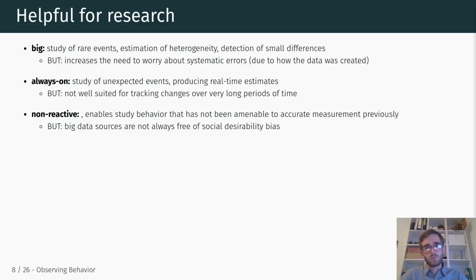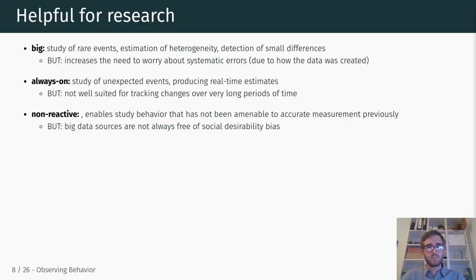When we look at social media data, people might be aware that they're being studied, but they're not necessarily thinking about it all the time, for example, when they're clicking on links on Facebook. So ultimately, these big data sources enable the study of behavior that in some cases couldn't be accurately measured before because of these social desirability concerns.